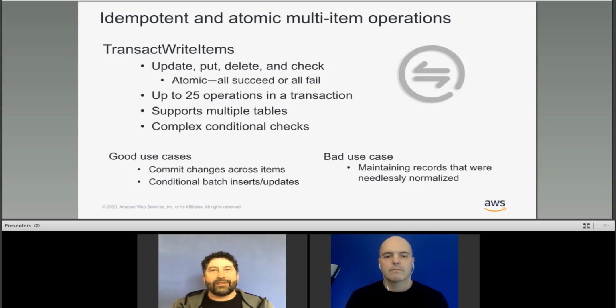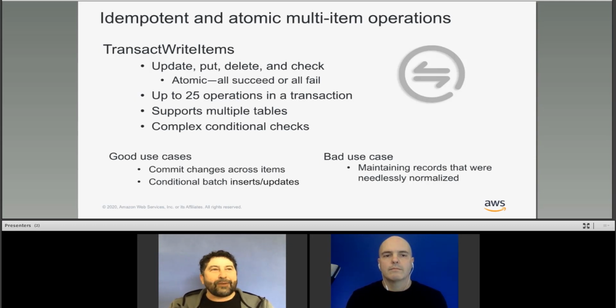TransactGetItems is really just there to give you the ability to read a number of different items, up to 25 of them, and know that all of those items existed in that state together at the same time, exclusive of any other operations or transactions that may have been going on. So that has its own use cases. But to me, the really great API that we offer is TransactWriteItems.